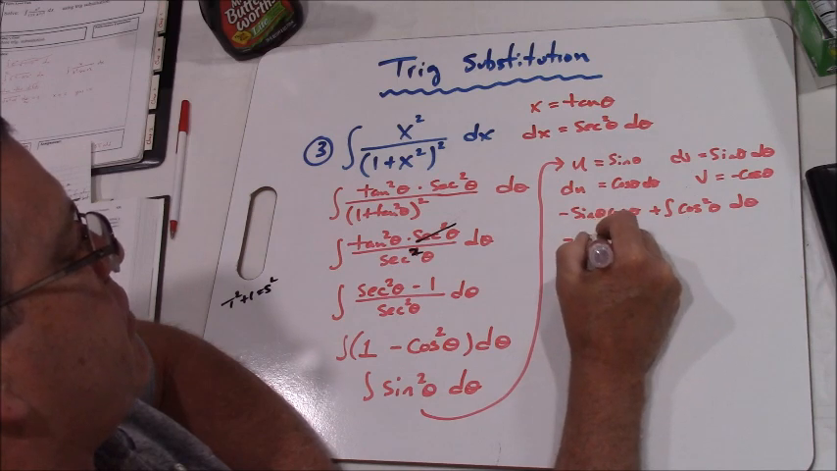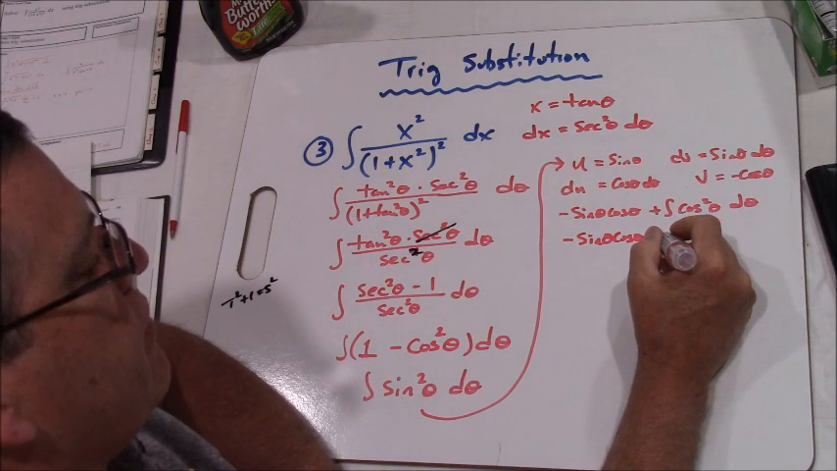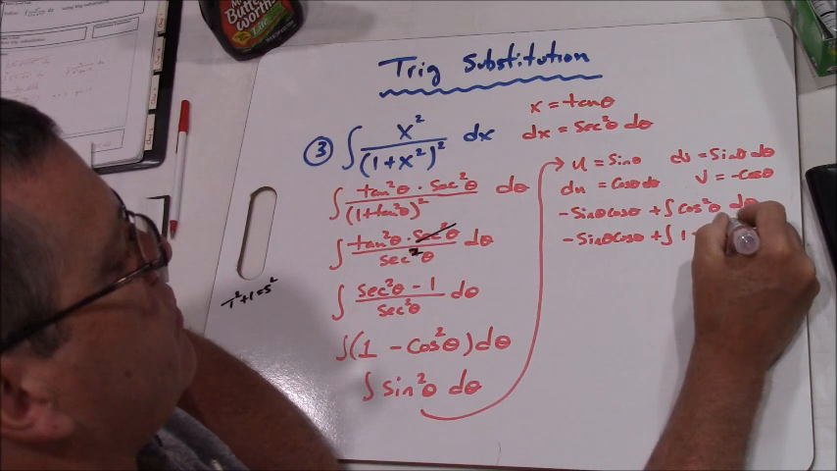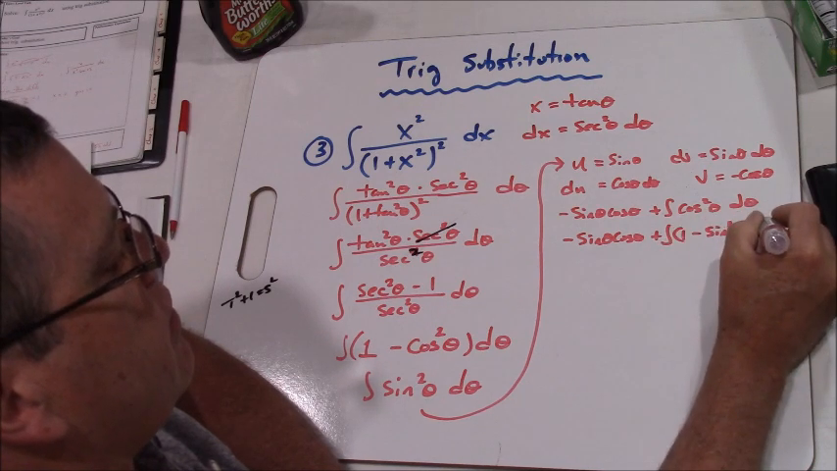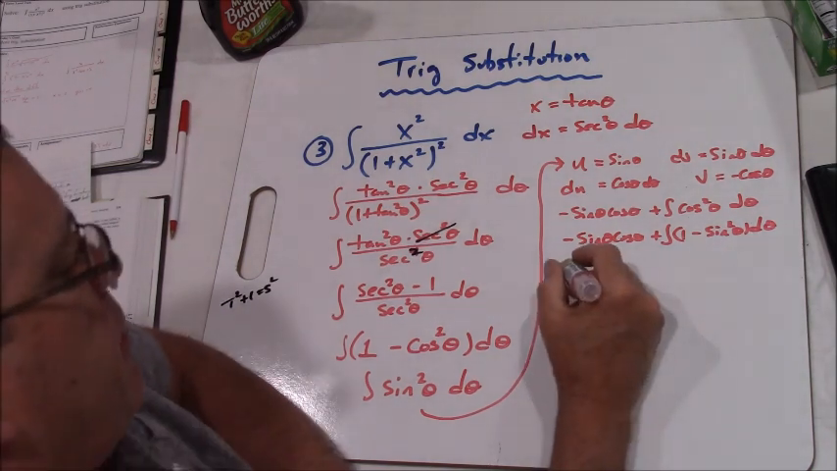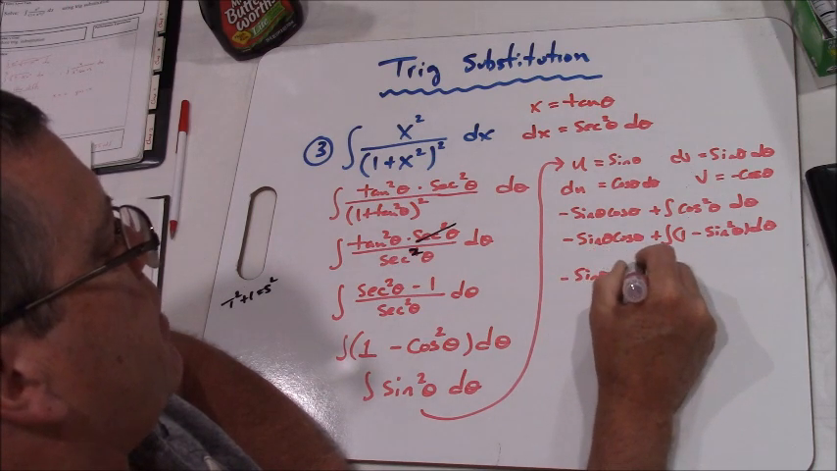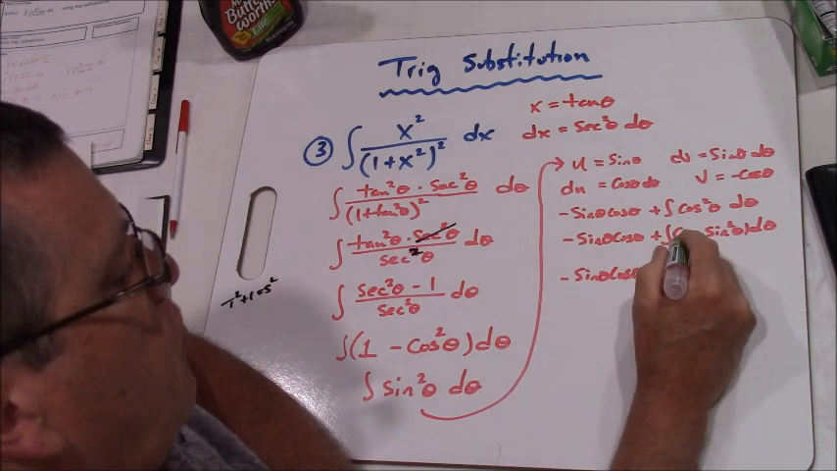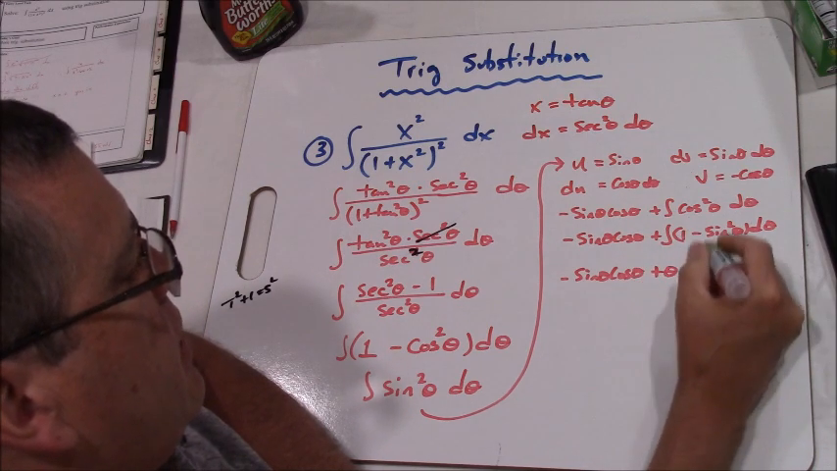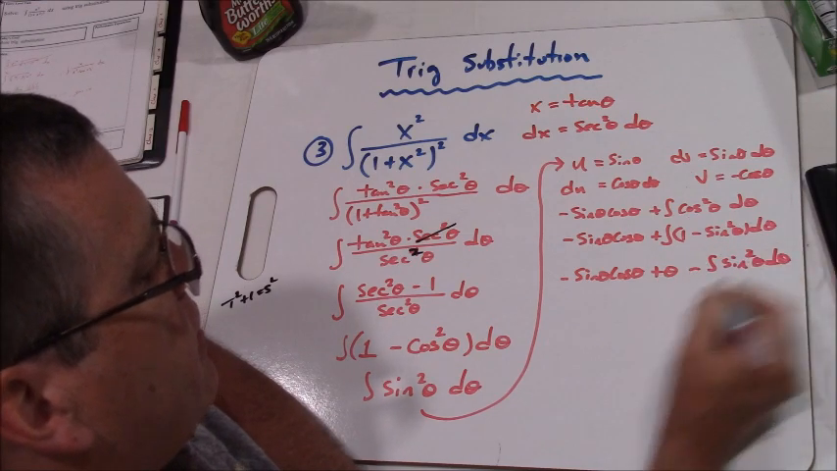so I got a negative sine theta cosine theta plus the integral of 1 minus sine squared theta d theta. Then I've got negative sine theta cosine theta. Integral of 1 would be just theta. And then minus the integral of sine squared theta d theta.